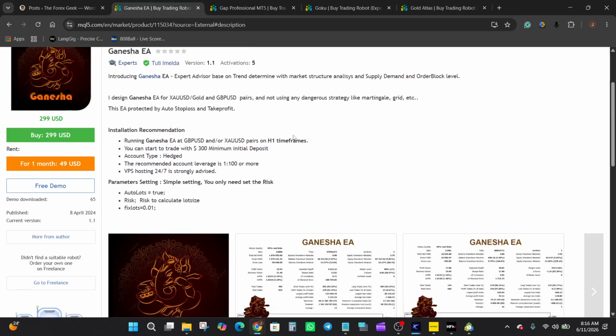Looking further into the recommended setup, the developer suggests running Ganesha EA on GBPUSD and XAUUSD using the H1 time frame. The recommended minimum starting deposit is $300, and the EA is intended for use on hedged accounts. The page also recommends account leverage of 1:100 or higher and advises using a VPS to maintain continuous operation.